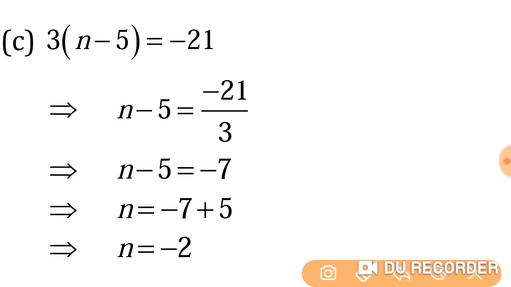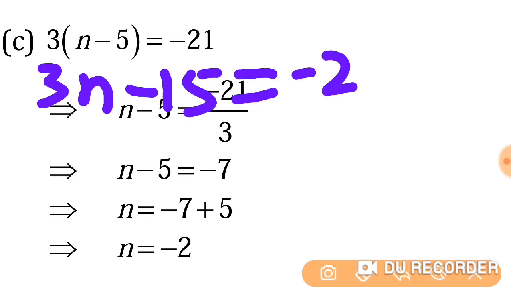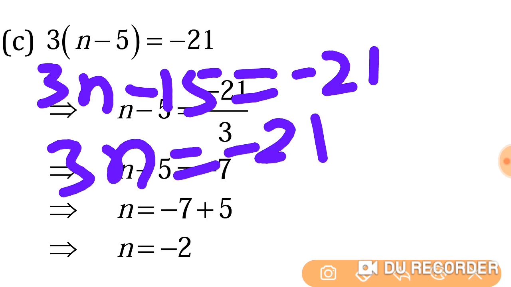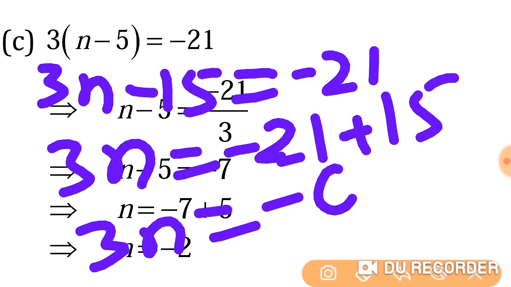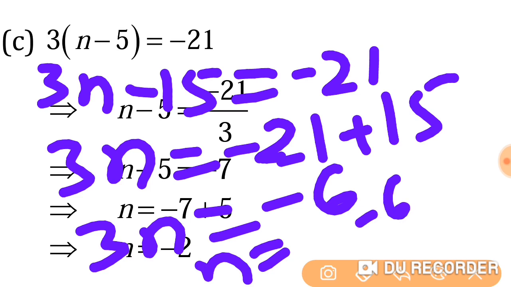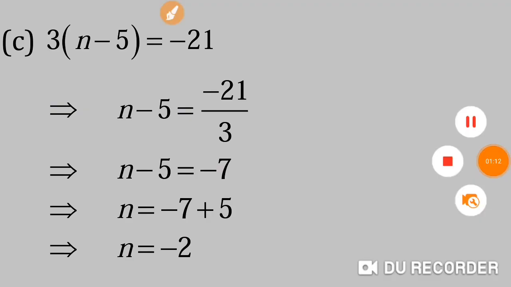Another way, you can multiply: 3n minus 3 fives are 15, is equal to minus 21. So 3n minus 15 is equal to minus 21. Transfer the minus 15 to that side, it becomes plus 15. So 3n is equal to minus 21 plus 15, which is minus 6. So n is equal to minus 6 by 3; transfer the 3 to that side, because there is a multiplication, it becomes division. So it is minus 2. By this method also you get the minus 2 value itself.